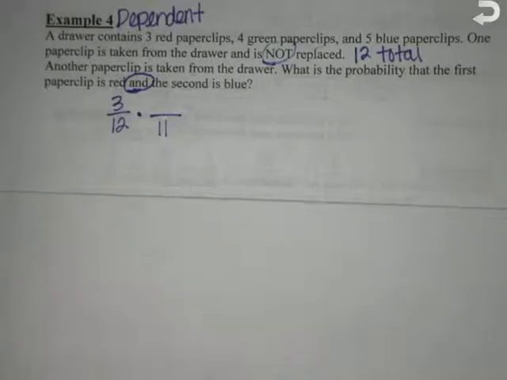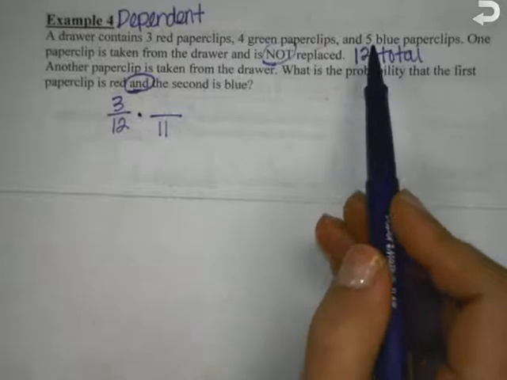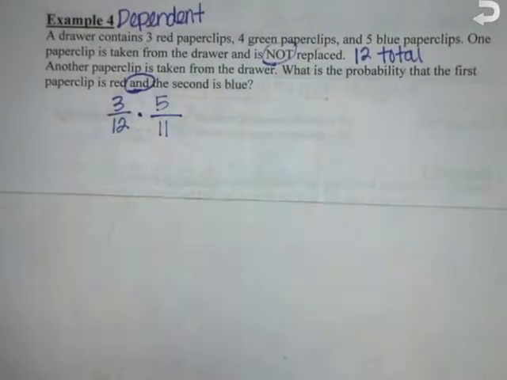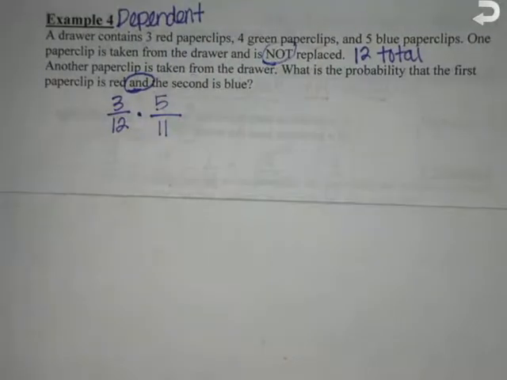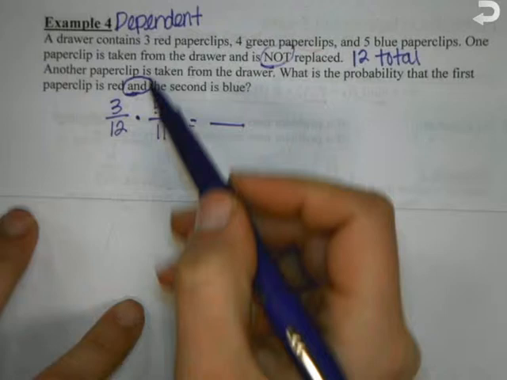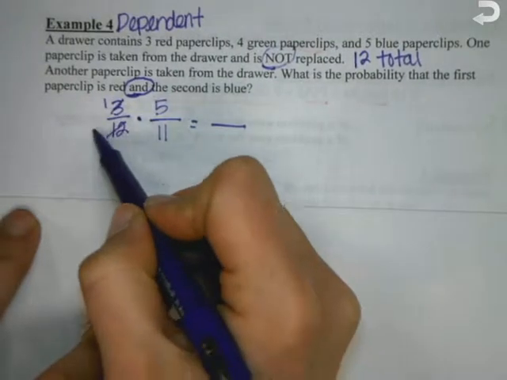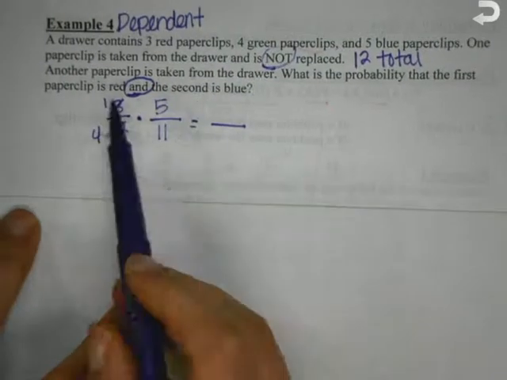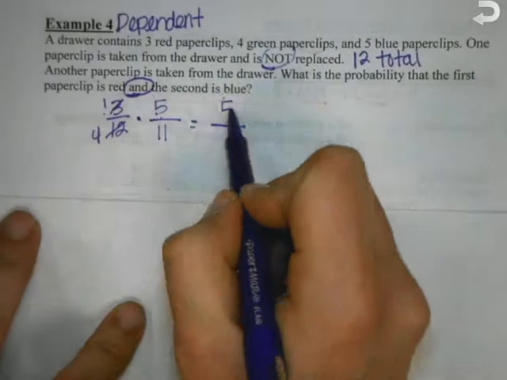Okay. Instead of multiplying straight across, let's reduce first. 3 over 12 reduces to 1 over 4. This is going to be a lot nicer. 1 times 5 gives me 5. And 4 times 11 gives me 44. This doesn't reduce anymore, right? So the probability is 5 out of 44.